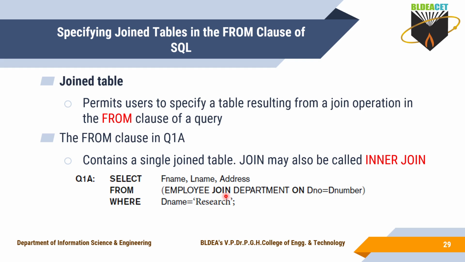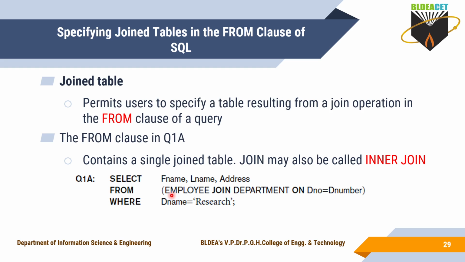Now this is one example. Select F name, L name and address from employee, department where D name equal to research, and here the where clause condition is DNO equal to D number. Instead of specifying that join condition in the where clause, you can also specify it in the from clause. It is possible with the help of the join keyword.